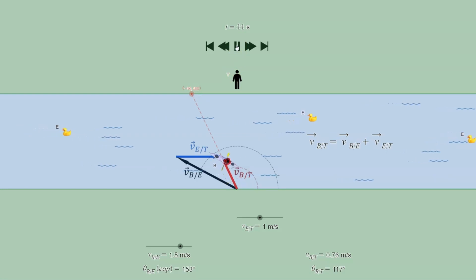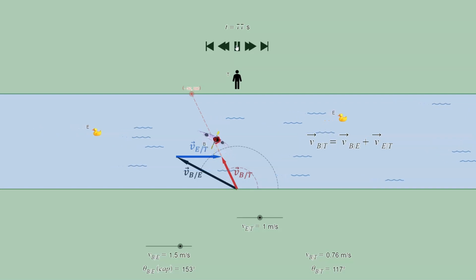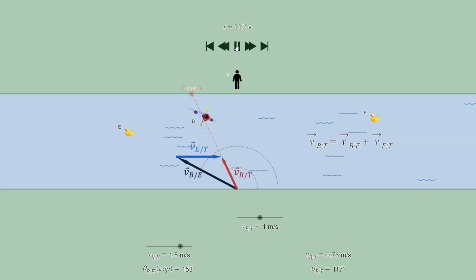In this specific case, the boat will have to follow a heading of 36 degrees to the left of the desired direction, and the magnitude of the velocity of the boat relative to the land will be 0.76 meter per second. The key in this kind of problem is to properly schematize the situation and the triangle of velocity vectors.